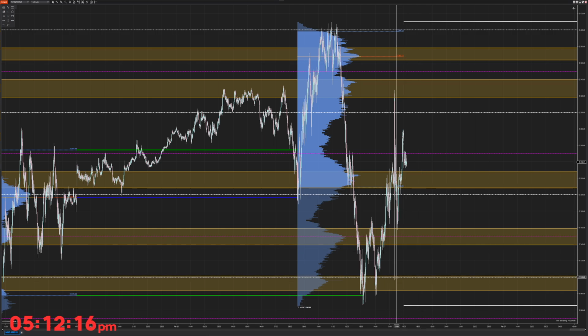This is a 100-point zone from here. White to white is 100, and this purplish pinkish color is 50. So every 50 points, 50 points. So I like to trade in 50-point increments, like I was saying.